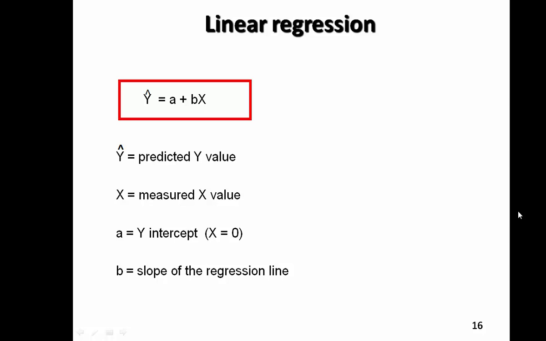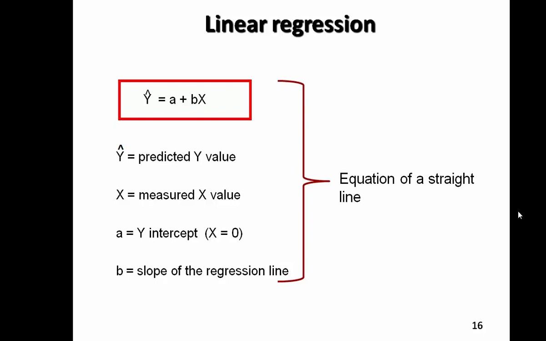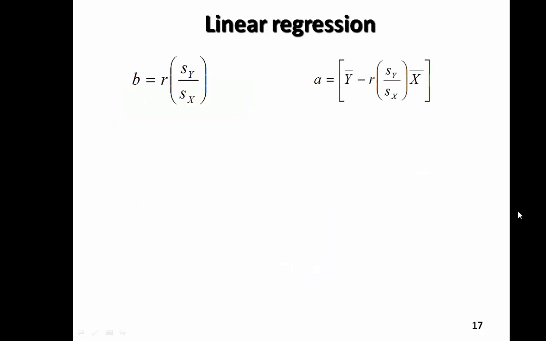A is a coefficient that is the y-intercept, in other words, the value of y when x equals 0, and b is the slope of the regression line that we'll focus on here in a moment. And so this equation is the equation of a straight line and is the so-called regression equation. And the coefficients that become important elements that characterize the relationship between two variables are given by b and a.